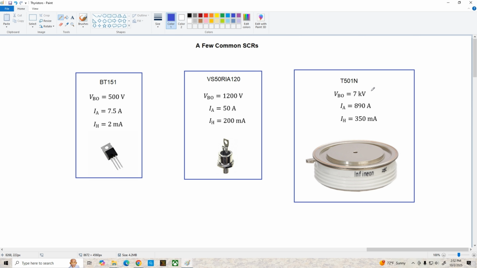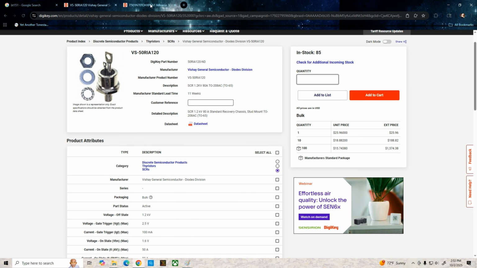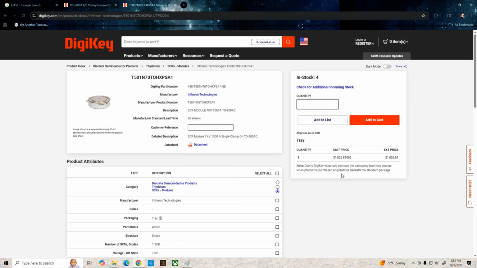Now coming over here to the T501N, this is a really high power SCR. It's got a VBO of 7,000 volts, can carry 890 amps, and has a holding current of about 350 milliamps. It comes in this hockey puck package, and these are typically used in really high power industrial applications like steel mills to control large electric motors and so on. And these are real expensive. If we go on over to see what DigiKey is selling these for, they're about $1,000 a piece. So yeah, they're pretty expensive, but it just goes to show that SCRs are available in a very wide range of packages, power handling capabilities, and prices.